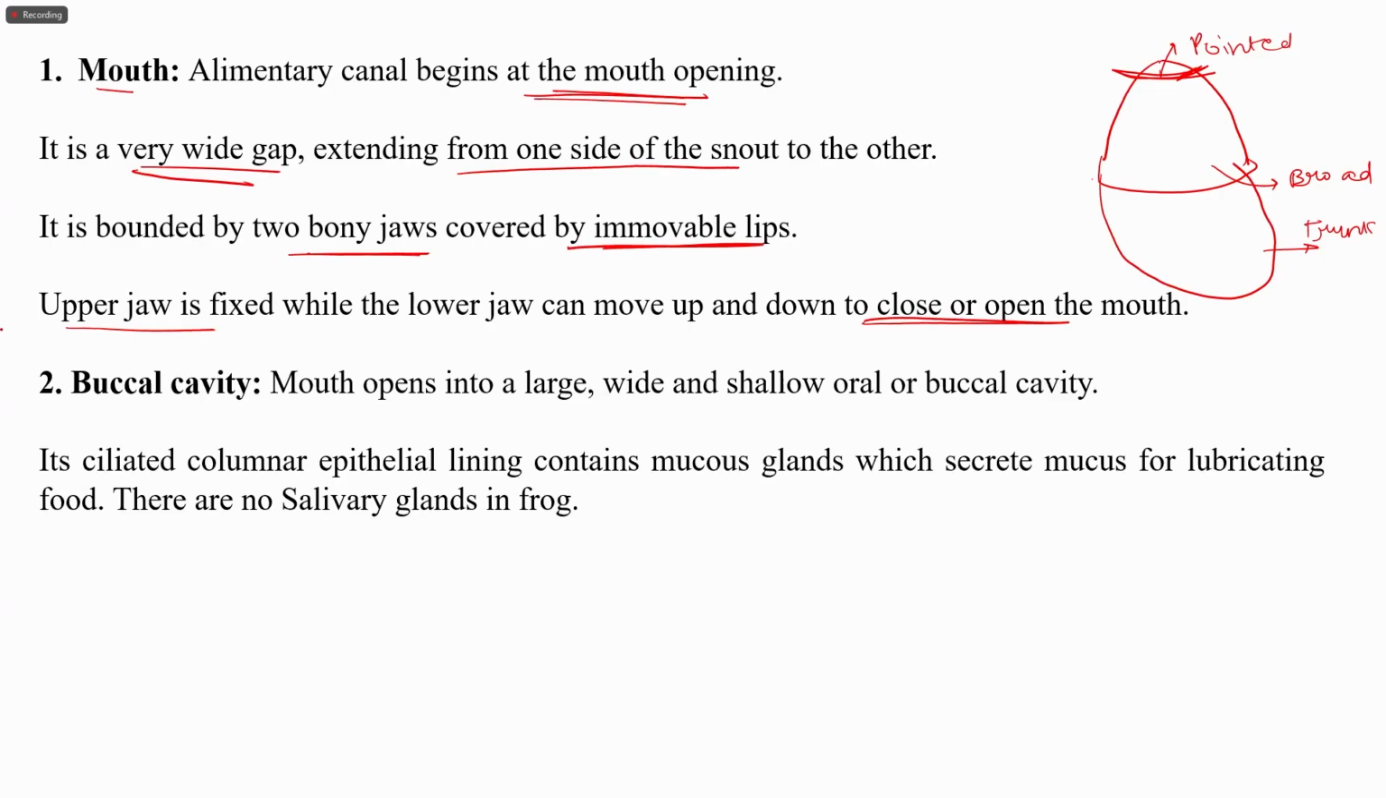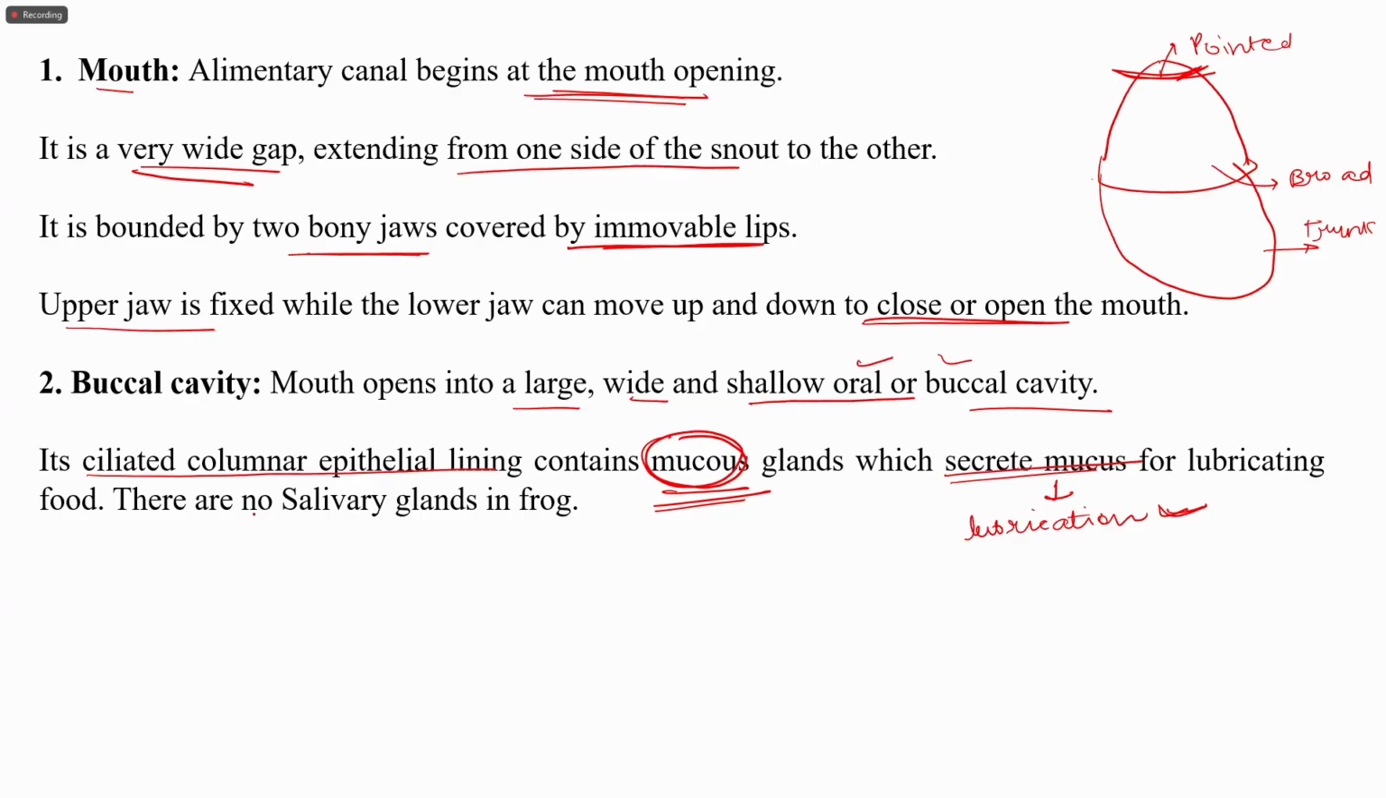The next part is the buccal cavity. The mouth opens into a large, wide, shallow oral or buccal cavity. The buccal cavity is also known as the oral cavity, and it is lined by ciliated columnar epithelium. The ciliated columnar epithelial lining contains mucus glands. What is the function of these mucus glands? These mucus glands secrete mucus, and we know that mucus helps in lubrication. So it helps in lubricating the food so that it can easily pass through the alimentary canal.